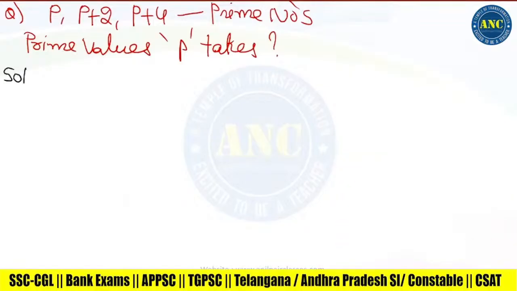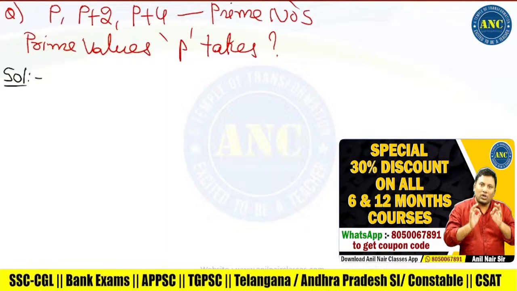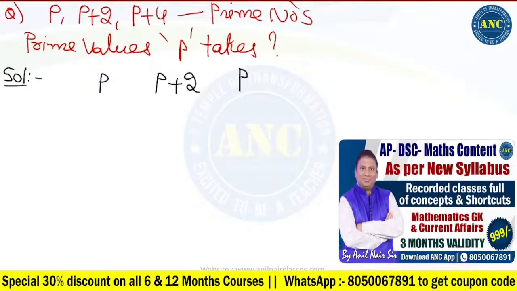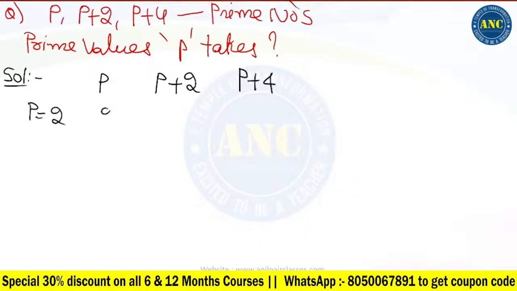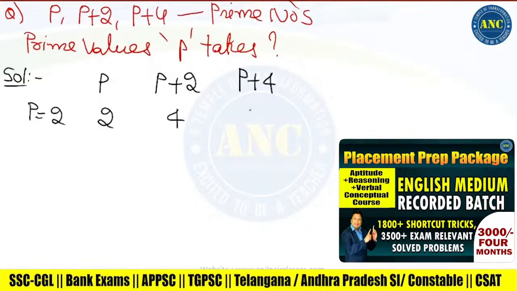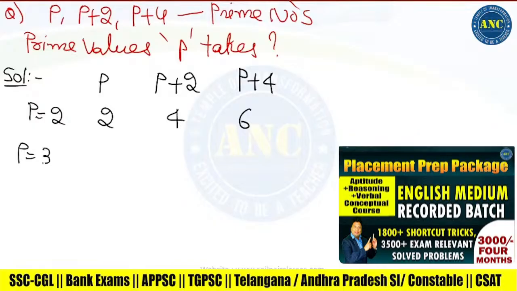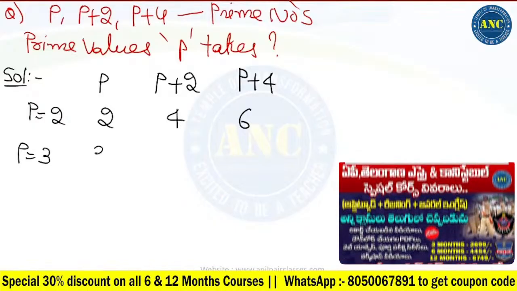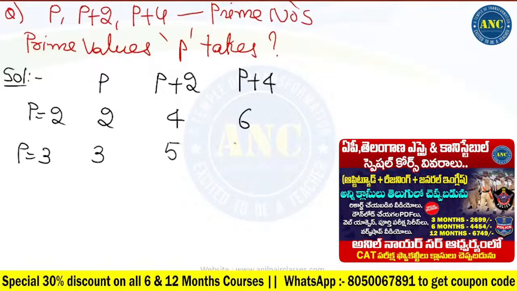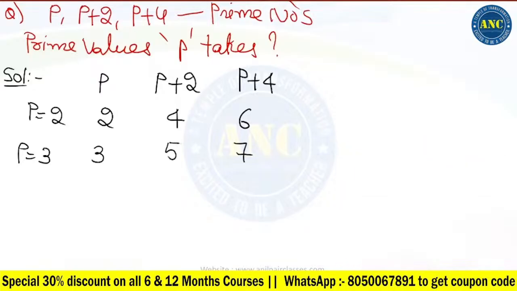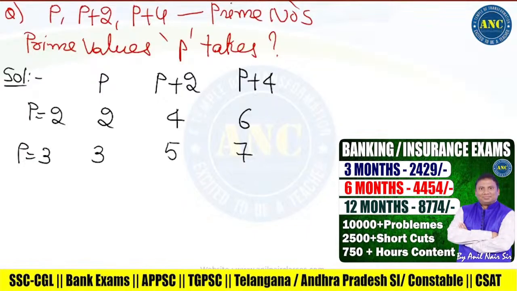Listen carefully to the solution structure. P, P plus 2, P plus 4. The lowest prime number is 2. So 2 plus 2 is 4, 2 plus 4 is 6. Next prime number is 3. P equals 3, 3 plus 2 is 5, 3 plus 4 is 7.